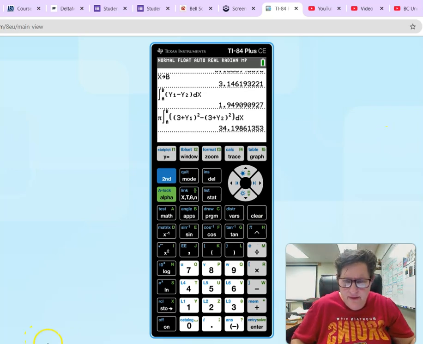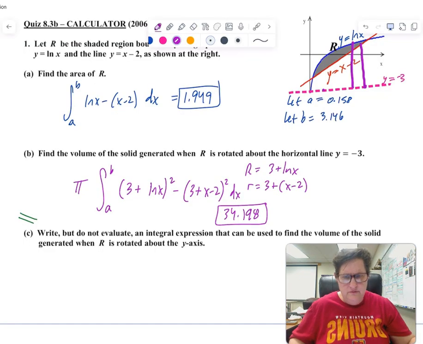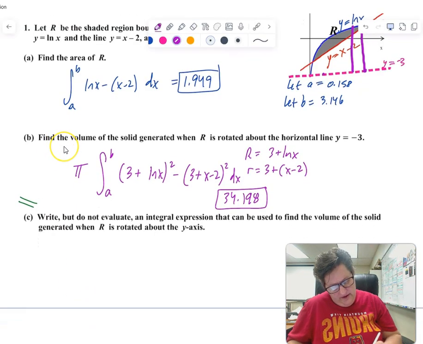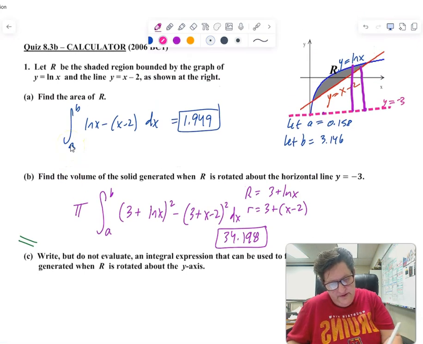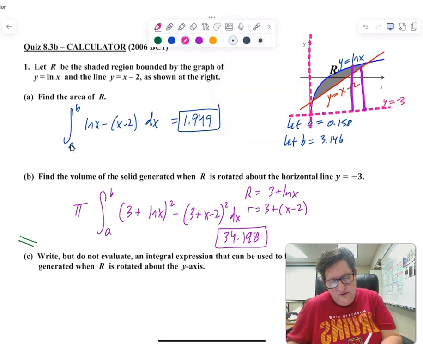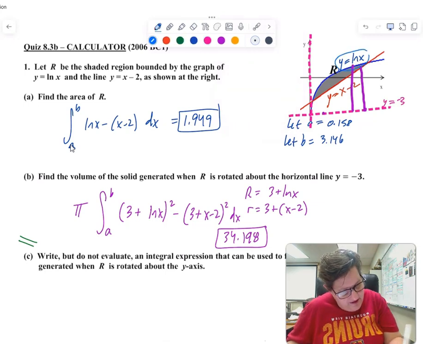Okay, and then last one that we're going to do in this video, write but do not evaluate an integral expression that can be used to find the volume of the solid when R is rotated about the y-axis. Okay, this one's a bit tricky, guys, because you have to change both of your equations, right? I have to change that equation to solve for x. Well, if y is ln of x, remember how you go e to both sides? x is e to the y. And then right here, if y is x minus 2, x is y plus 2.